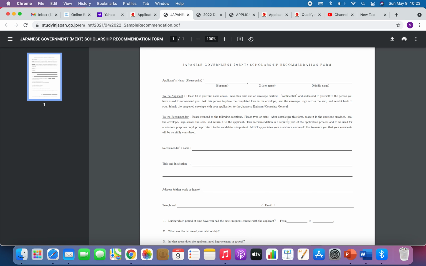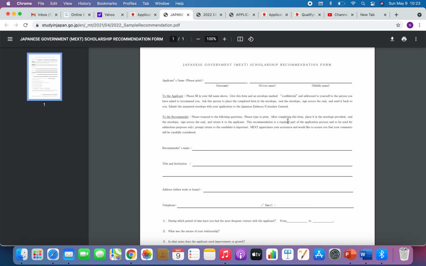If there's no signature on the envelope, or if it looks funny, then it means it has been opened, and it means that it's not going to work towards your application. So it must be as confidential as possible. When you get this envelope, please do not open it for any reason whatsoever.